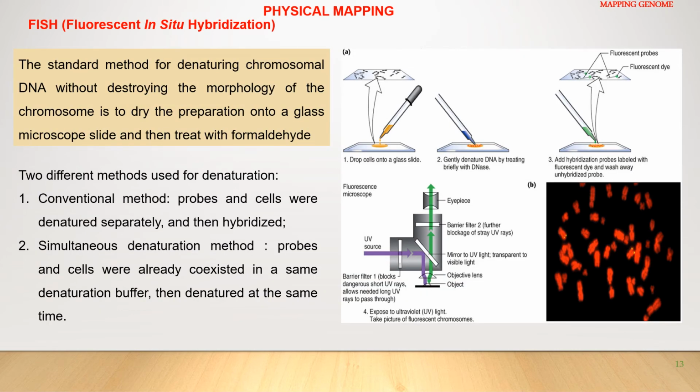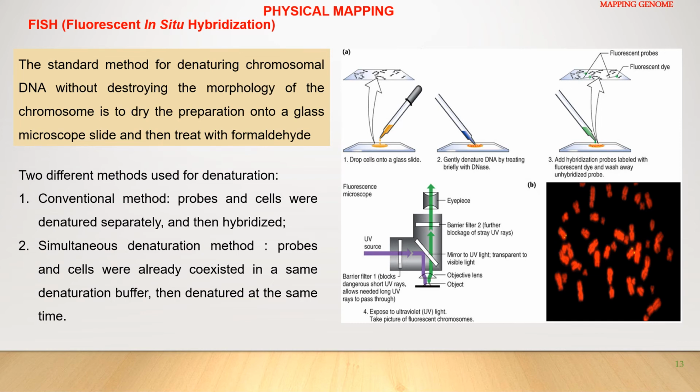Steps for the FISH technique. The cells are first fixed with formaldehyde, mounted on slides and air dried. Two approaches can be utilized to denature the DNA. The first method, as shown in the adjacent picture, is the conventional method where the probe and the cells are denatured separately and then hybridized.